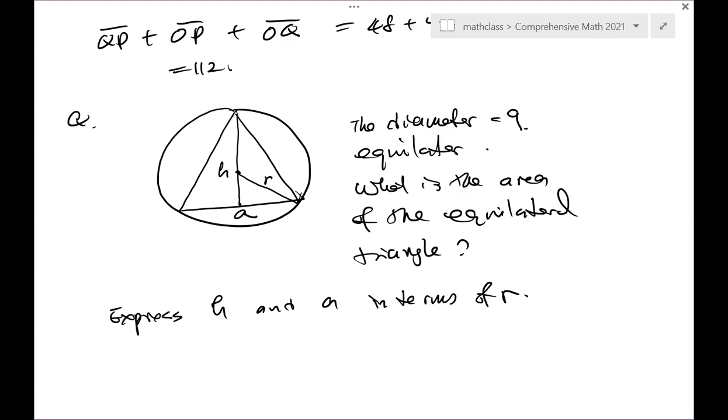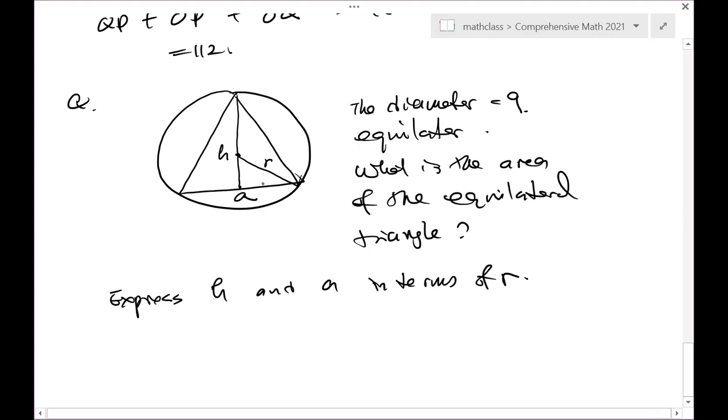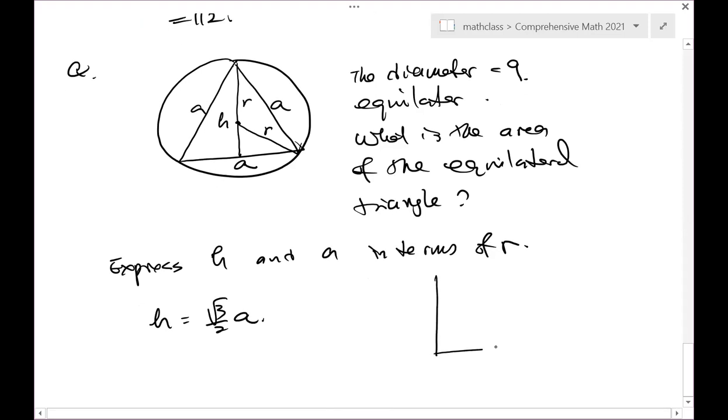I think I can express everything. Let's go backward and find the relationship. So this is R, right? First of all, H is going to be square root 3 over 2 times A, because this is a special triangle, the 30-60-90 triangle. Here's A and this is H. That's the relationship. Here's half of it.